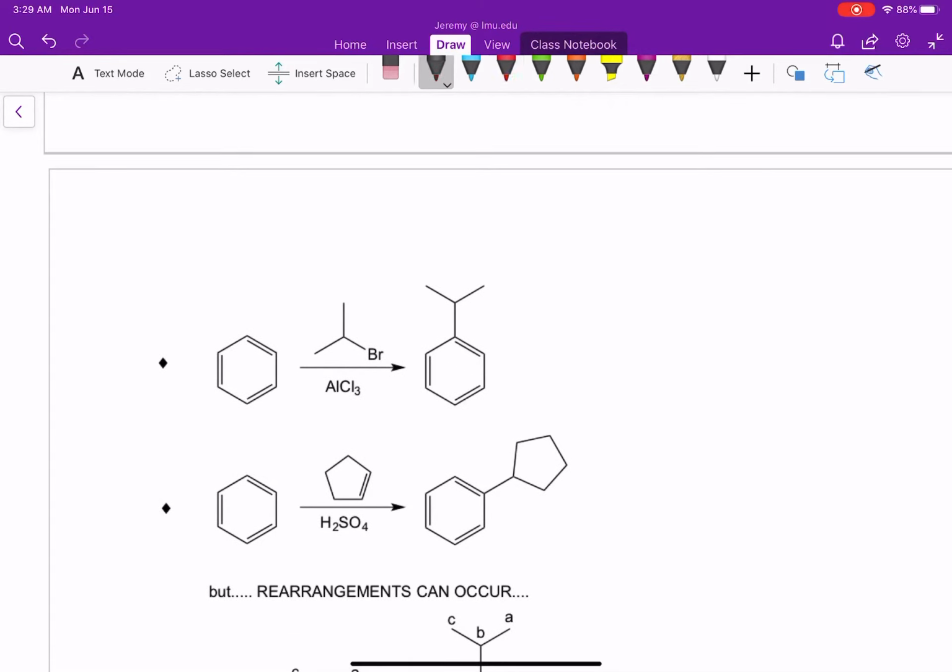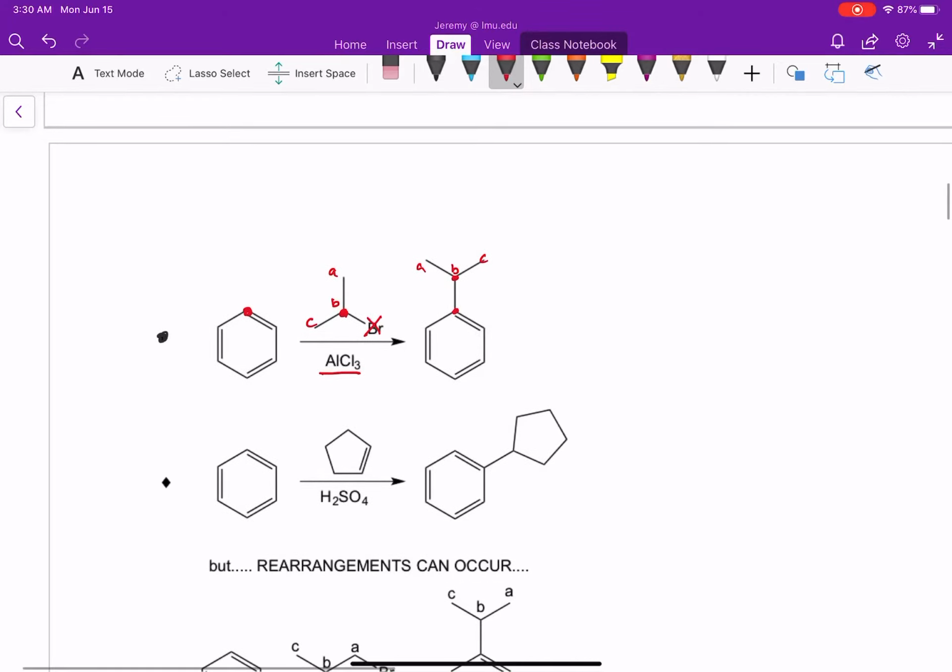Right, another example here on the next page. We have 2-bromopropane, carbons A, B, C. We add our Lewis acid. So our benzene ring is now connected to carbon B where the bromine is. The bromine is gone. This carbon B is connected to our benzene ring. All right, this is Friedel-Crafts alkylation.